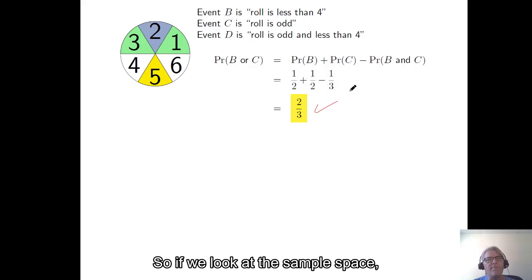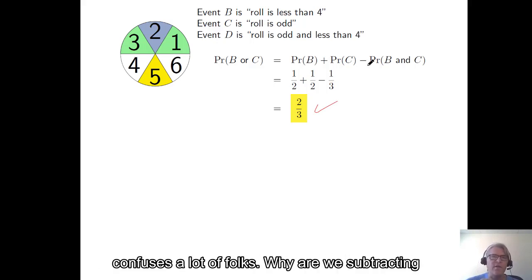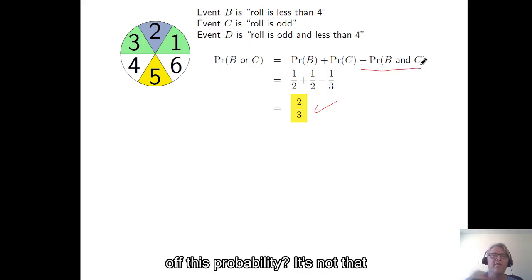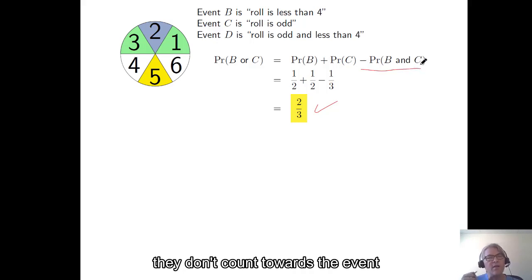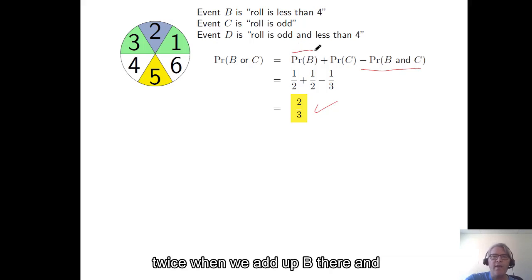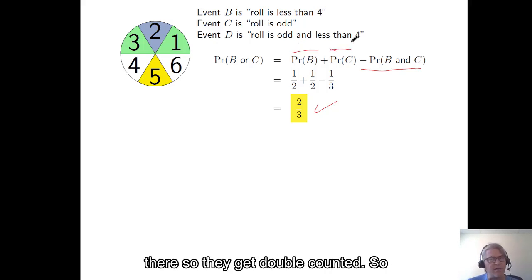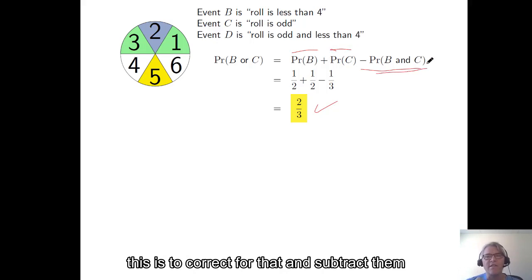So if we look at this sample space, it seems weird to a lot of people. This is a rule that confuses a lot of folks. Like, why are we subtracting off this probability? It's not that they don't count towards the event occurring. It's that 1 and 3 are counted twice. When we add up B, they're in there, and when we add up C, they're also in there. So they get double counted. So this is to correct for that and subtract them off.